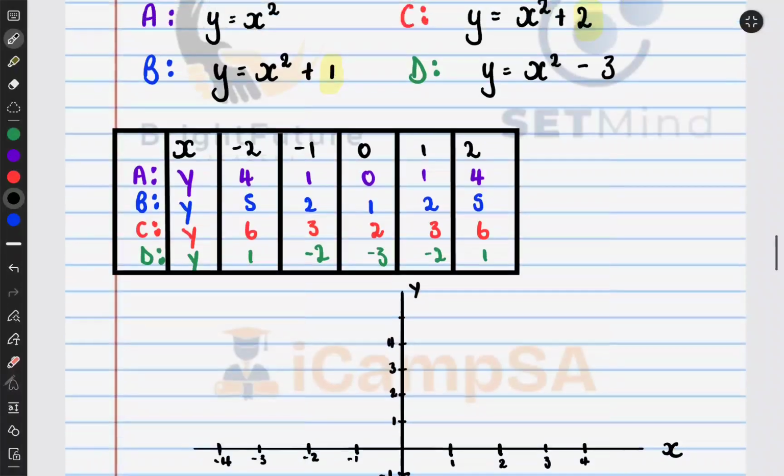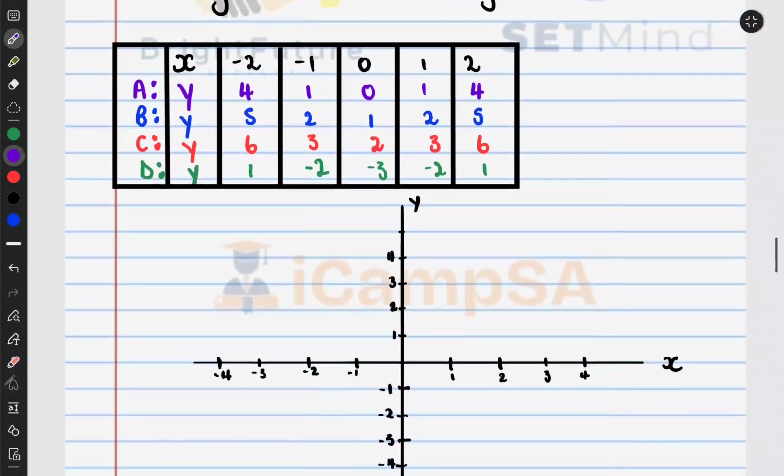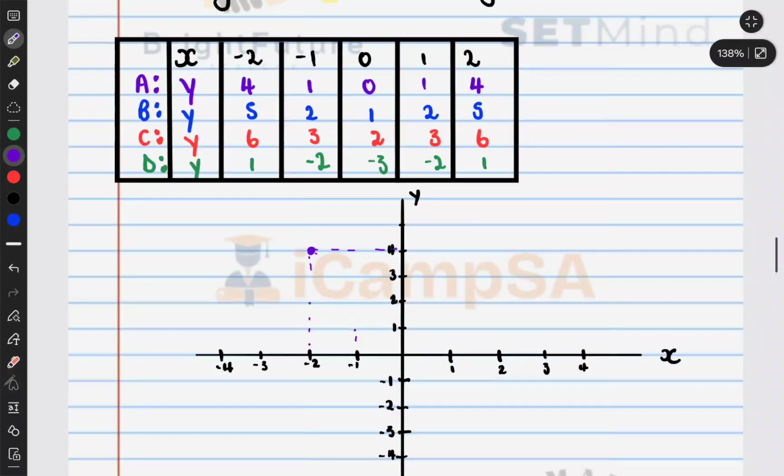Okay, let's start by plotting the function of a, which is y is equal to x squared, just the mother function. So we have -2 and 4. It will be around there. We have -1 and 1, and then we have 1 and 1. Then we have 2 and 4. Okay, I forgot to put 0 and 0. And then once you are here, you already know that we have to join our points to form that curve.